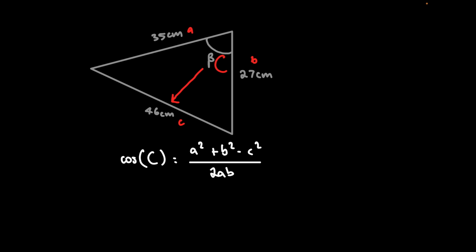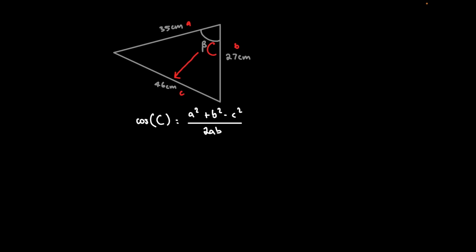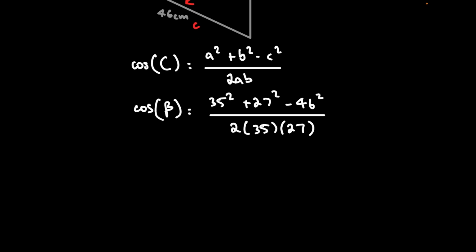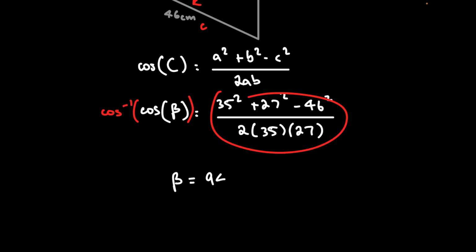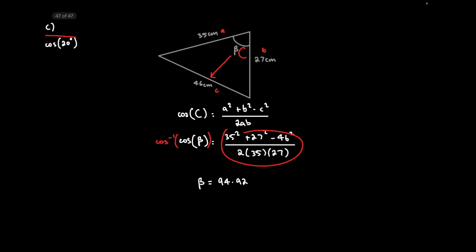Okay, so now when we plug in our numbers, here is what we get. We get that the cosine of beta is equal to 35 squared plus 27 squared minus 46 squared all over 2 times 35 times 27. And to solve for beta in this equation, all we have to do is do cos inverse of both sides. So now once we do cos inverse of both sides of our equation, we get that beta is equal to 94.92 degrees. And that's how you solve for beta in this question here.